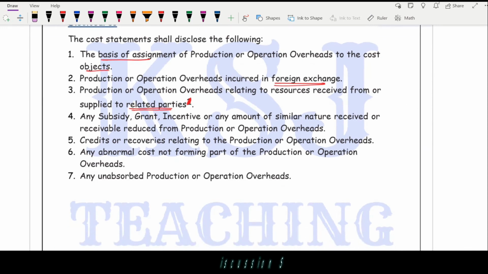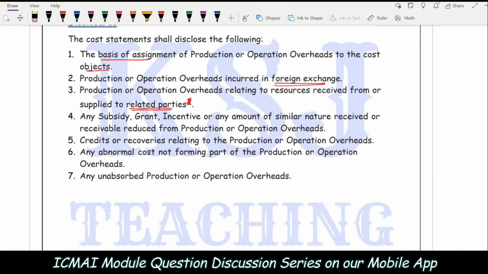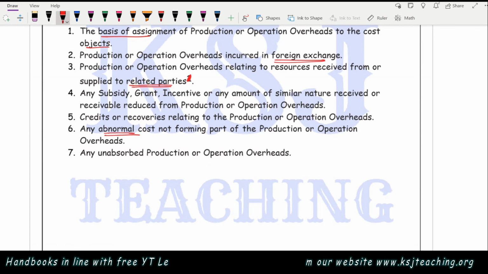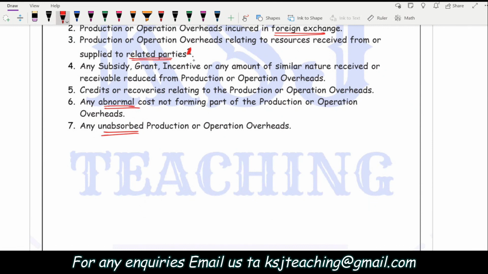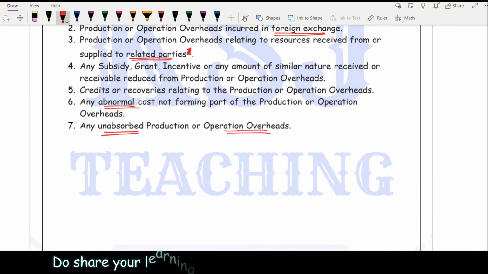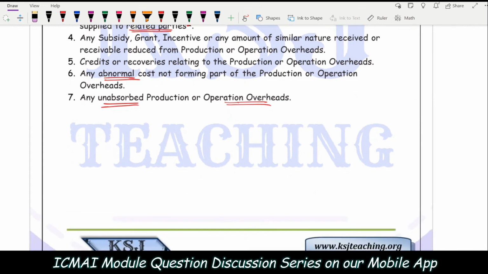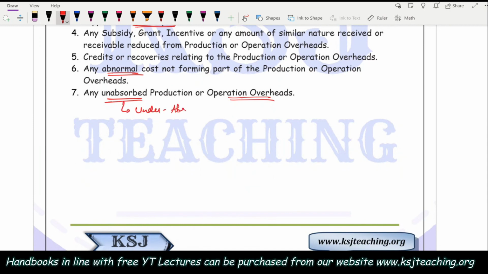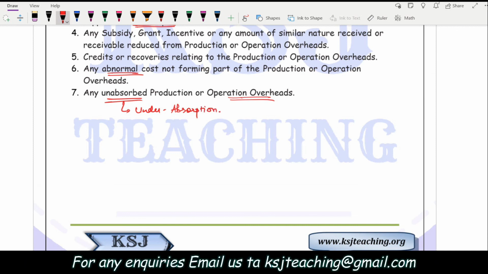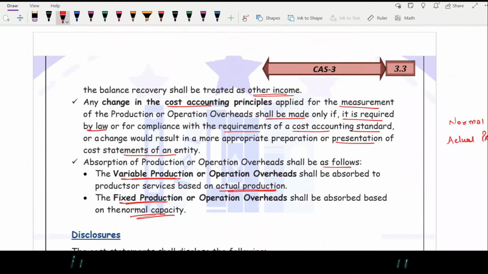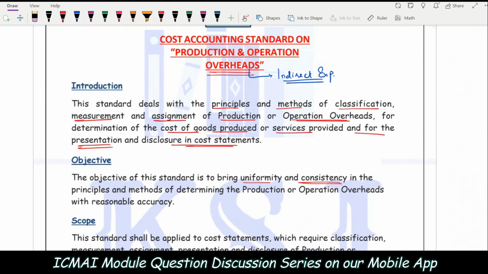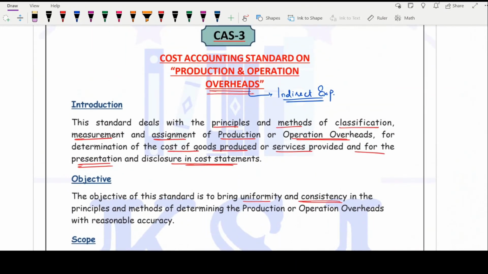Any subsidy, grant or incentive received, you have to mention that this is the subsidy that we have received. Credits or recoveries, you have to mention. Any abnormal cost, you have to mention, not forming part of it. Any unabsorbed production overheads: we have studied in the chapter of overhead costing how to find out the under absorption or over absorption. Unabsorbed overheads arise in case of under absorption, right? Right, guys? So this is Cost Accounting Standard 3, related to production or operation overheads, and more or less the things we have covered in the overheads chapter also, right?